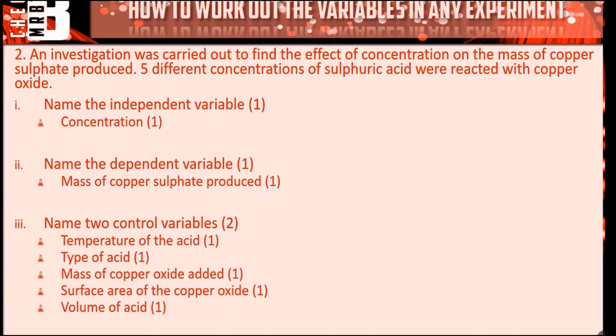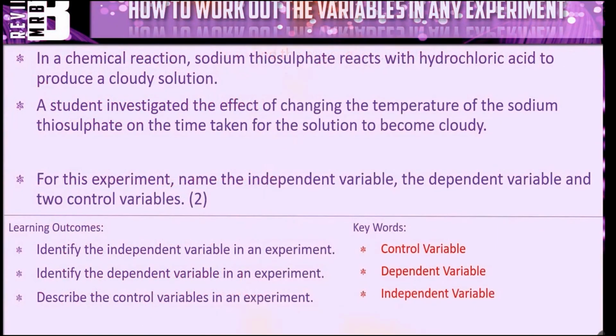And that really is all there is to it. I have got a review question for you, which is, in a chemical reaction, sodium thiosulfate reacts with hydrochloric acid to produce a cloudy solution. A student investigated the effect of changing the temperature of the sodium thiosulfate on the time taken for the solution to become cloudy. So for the experiment, name the independent variable, name the dependent variable, and name 2 control variables.